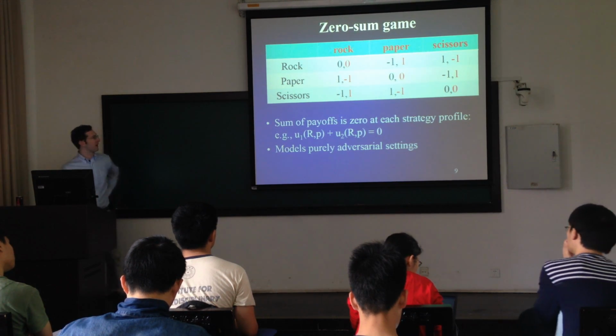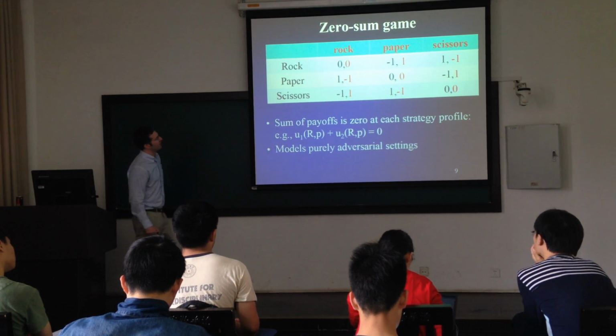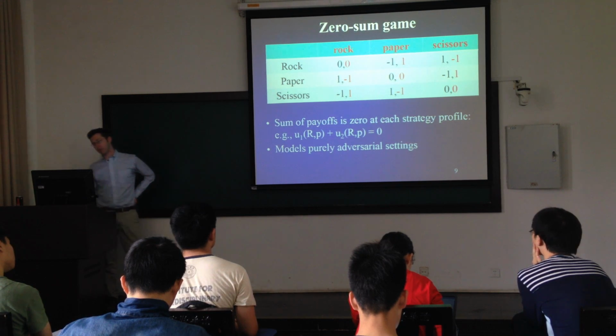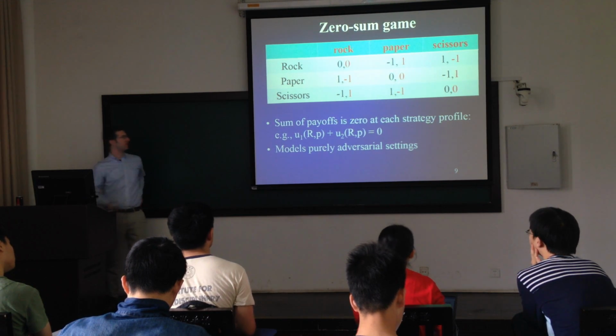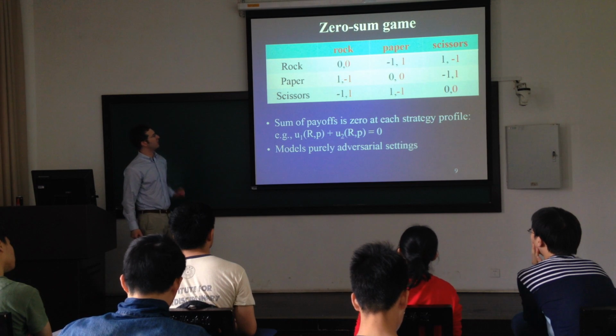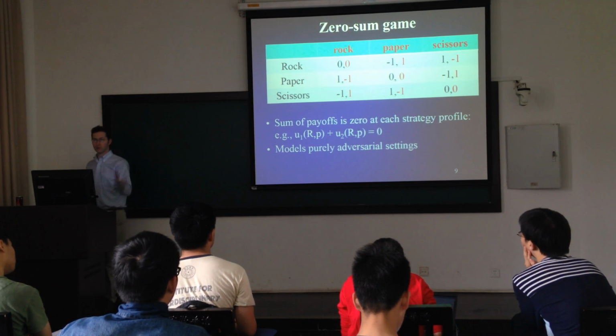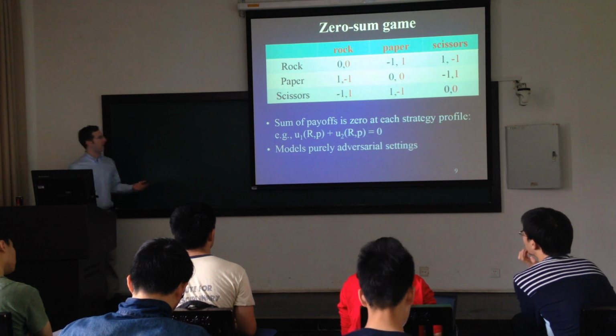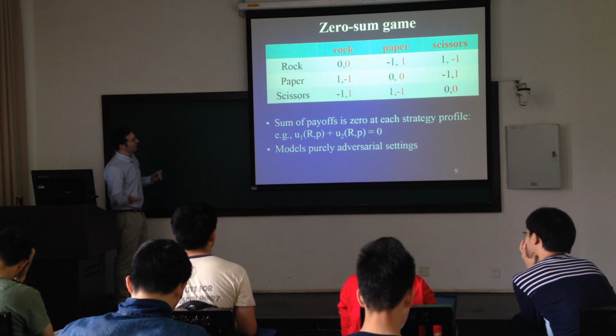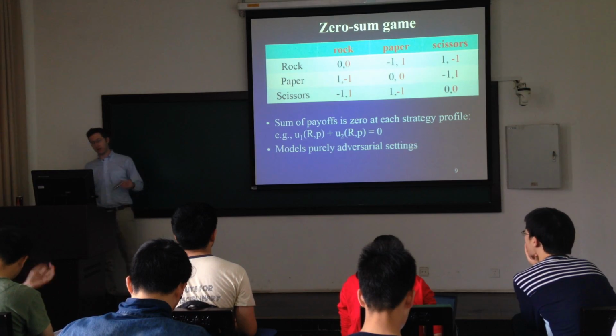Now, if the sum of the payoffs at each of the profiles is 0, then it's called a zero-sum game. You can see that this is a zero-sum game because 1 and -1 is 0, 0 and 0 is 0, etc. And these model purely adversarial settings where the losses of one player are directly offset by the winnings of the other player.